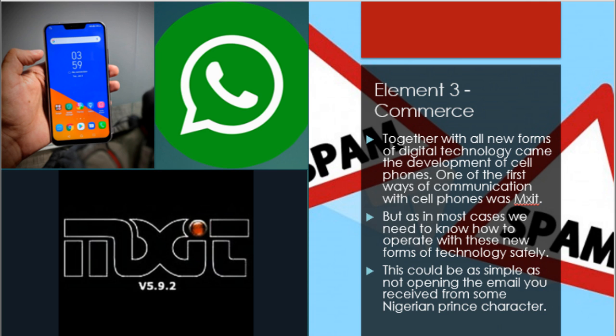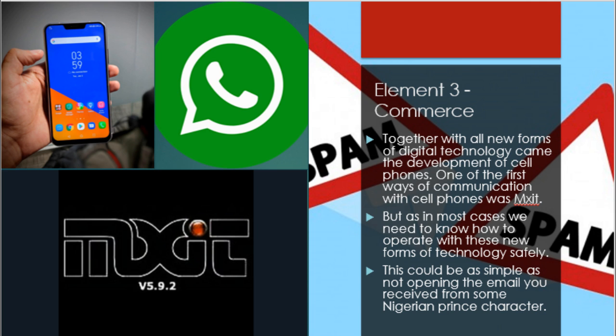But obviously with the evolution, WhatsApp now has become integrated in our lives completely, especially in South Africa. We cannot survive. We are on WhatsApp 24/7 and it is now being integrated into business. So in most cases, we need to know how to operate these new forms of technology safely. Another example of communication is through email.